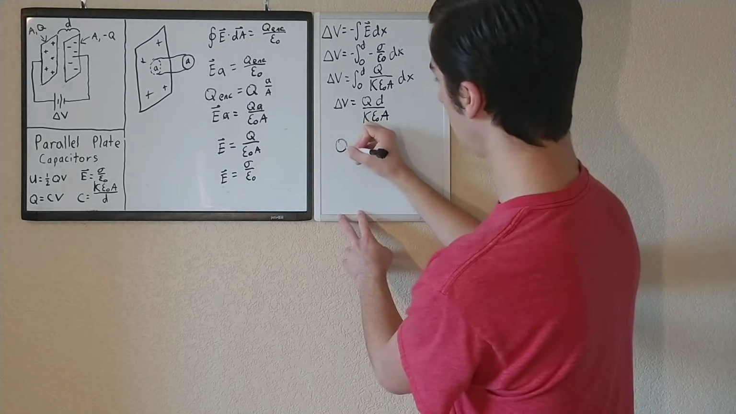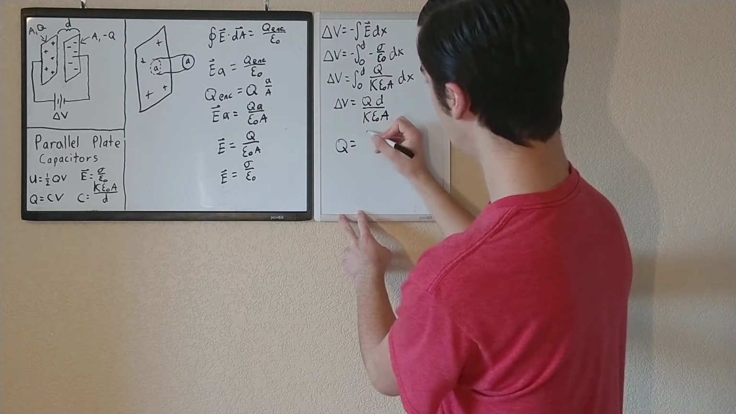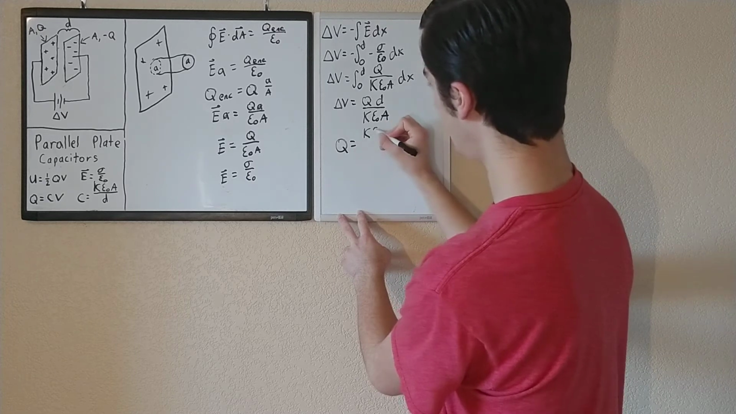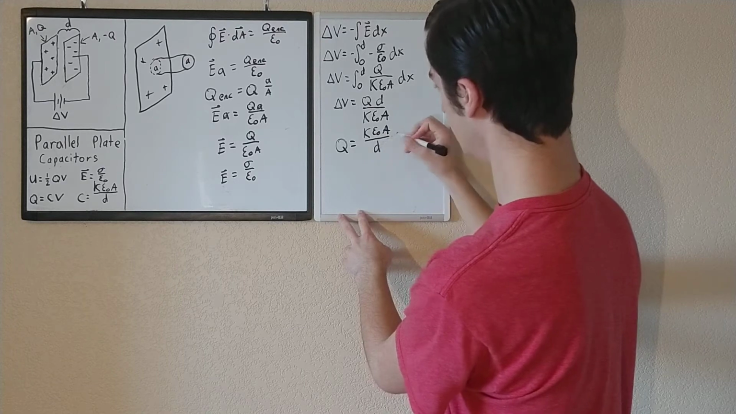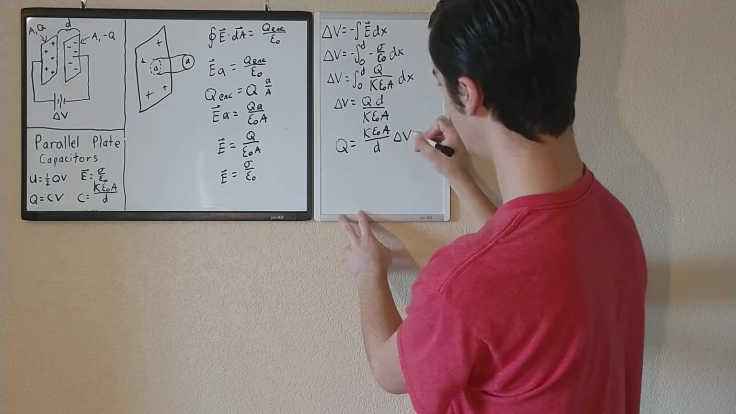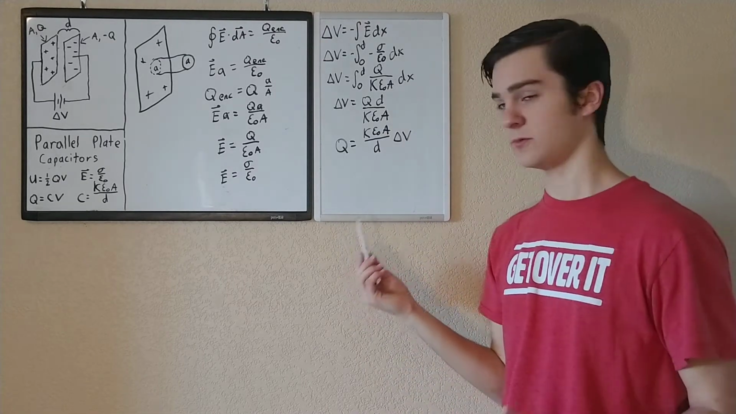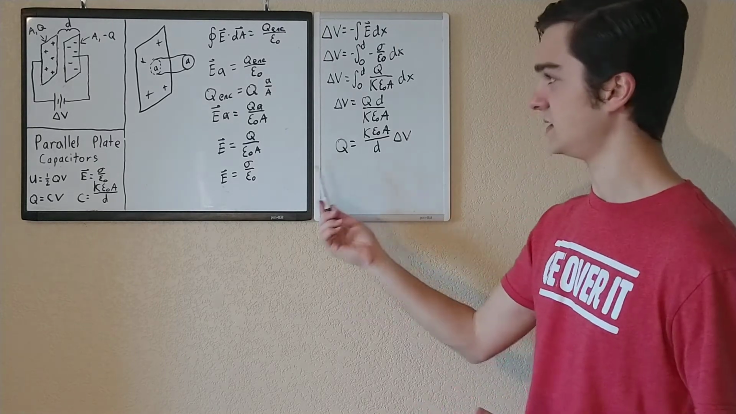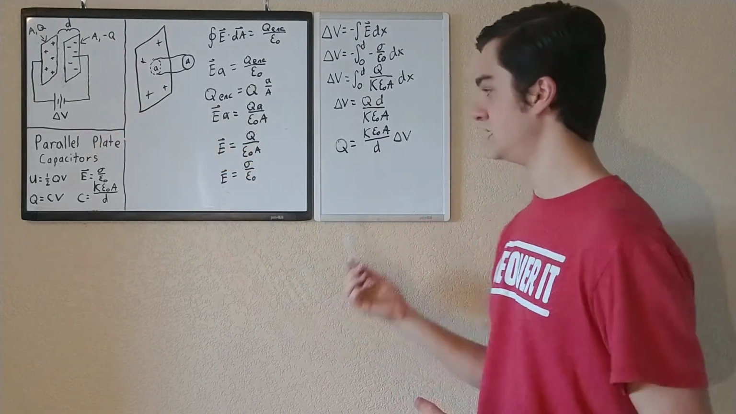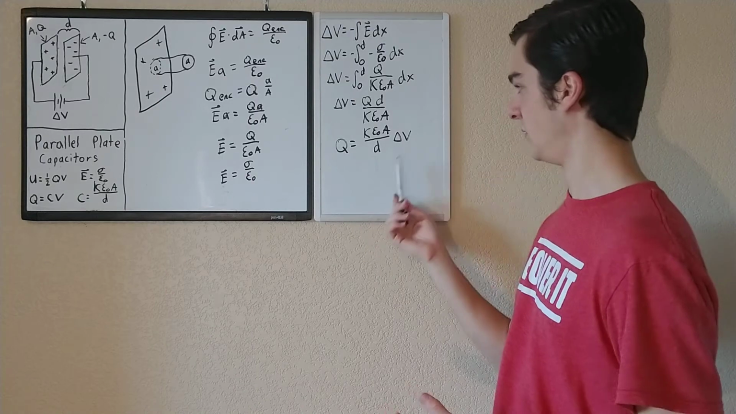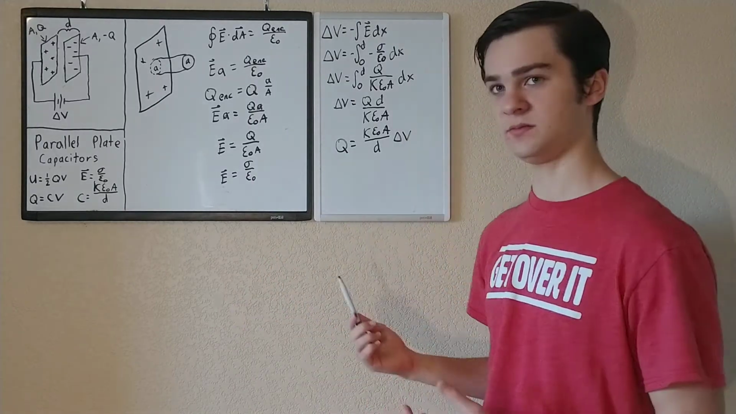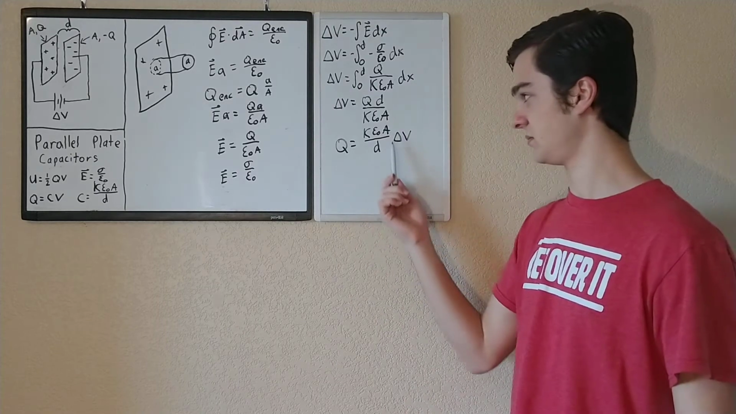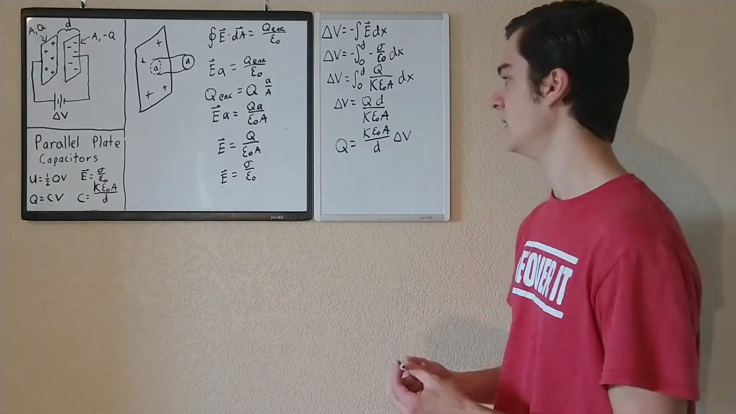So we get that Q equals kappa epsilon naught A all over d times the change in voltage. And now this is a pretty significant result. It's cool to look at because you see that the charge on a capacitor is directly proportional to the voltage across it for any given capacitor with these constant conditions on it.